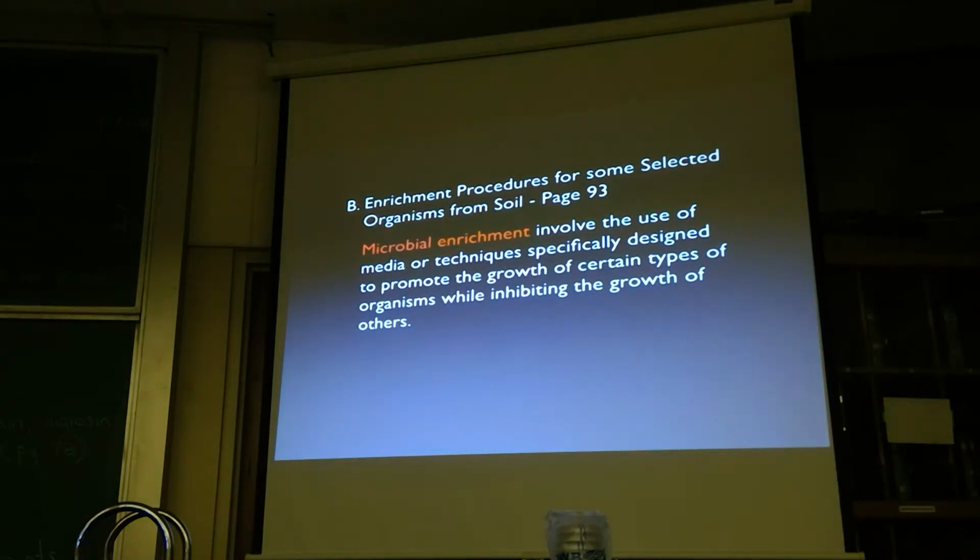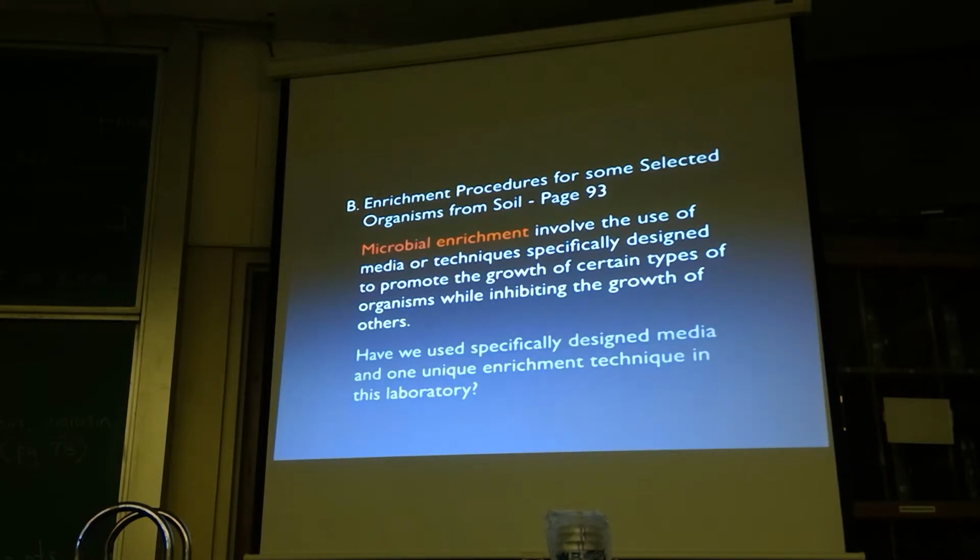This is another assignment. So you've got the morphological unknown assignment, which is 30 points. You also have an enrichment assignment, which is 20 points. So enrichment involves using media or special techniques. What you're trying to do is modify circumstances or modify the environment so that you promote the growth of certain organisms and inhibit the growth of other organisms. Enrichments are not pure cultures.